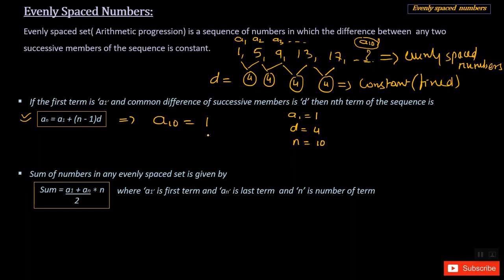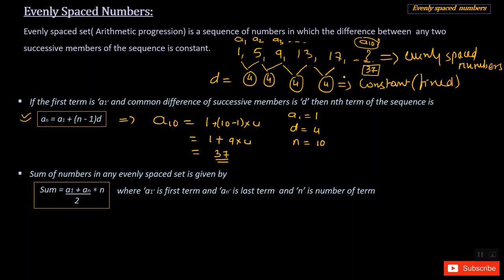Now just substitute here: 1 plus 10 minus 1 times 4. So what do we get? 10 minus 1 is 9, times 4. 9 times 4 is 36. 36 plus 1, so your 10th term is going to be 37. Whatever number appears in this order at that position is 37, right? So this is the way of calculating the nth term.